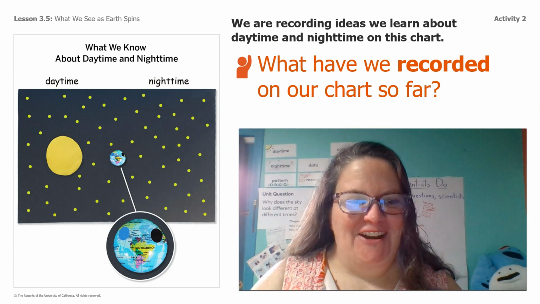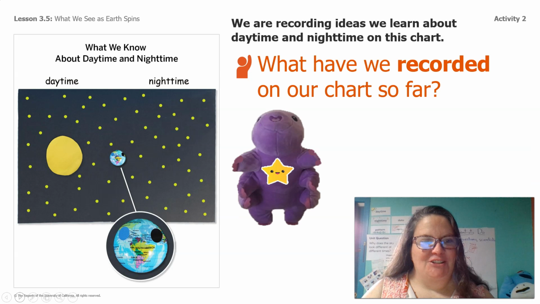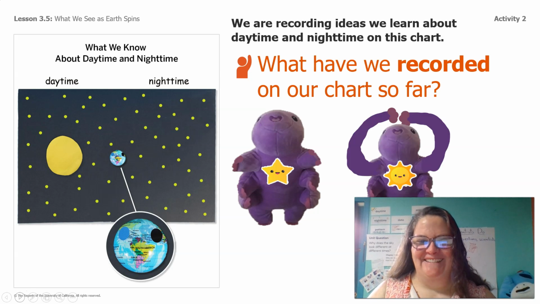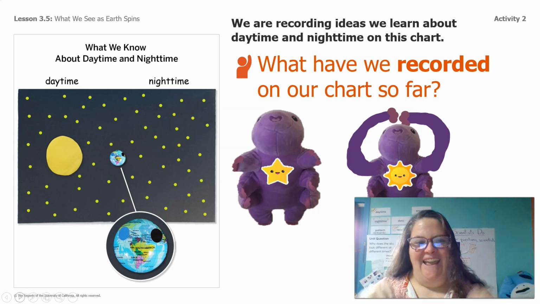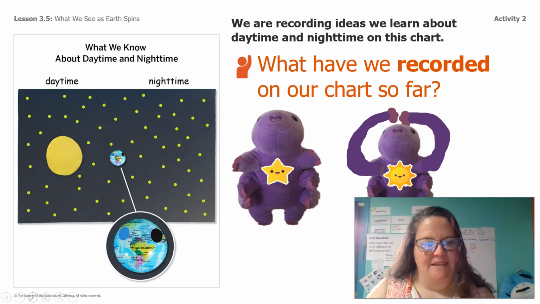So Lavender had some ideas too. She said one of the things is that this chart tells us that during the nighttime we see stars. And what do we see during the daytime? The sun. Remember that? Stars, the sun. And what about these stickers that we put on our Earth? What did these tell us?